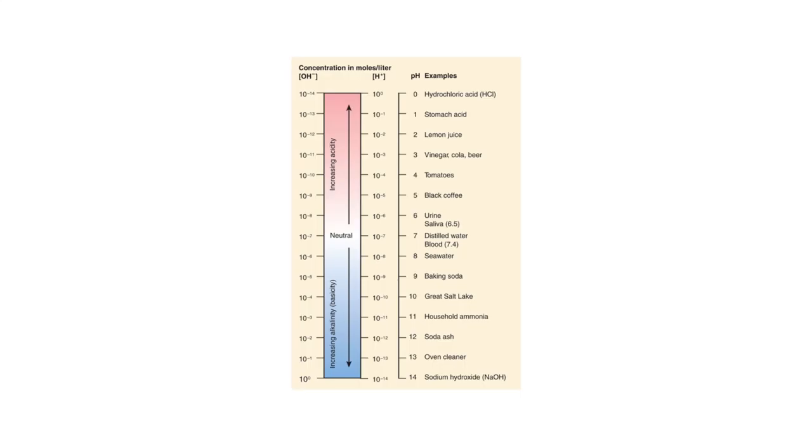Here is a pH scale with some examples of different substances and where they fall on this scale. So hydrochloric acid is a 0. That'll burn your skin off. There's your stomach acid, some lemon juice, vinegar, tomatoes, black coffee, urine, saliva, kind of, 6-ish depending. Then we have 7, which is neutral. Then we go the other way. Seawater, baking soda, ammonia, oven cleaner, and we end with sodium hydroxide. Okay? So it just depends on the concentration of OH negative or H positive. And that concentration will make the substance either acidic or basic.